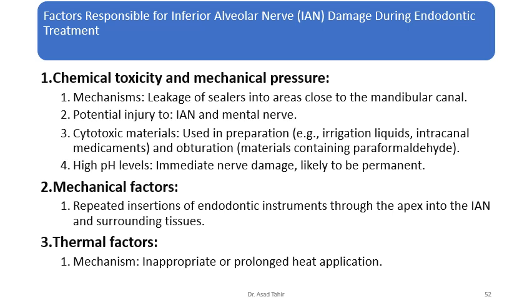Cytotoxicals, used in preparation, e.g., irrigation liquids, intracanal medicaments, and obturation materials containing paraformaldehyde. High pH levels cause immediate nerve damage, likely to be permanent. Mechanical factors: repeated insertions of endodontic instruments through the apex into the IAN and surrounding tissues. Thermal factors. Mechanism: inappropriate or prolonged heat application.